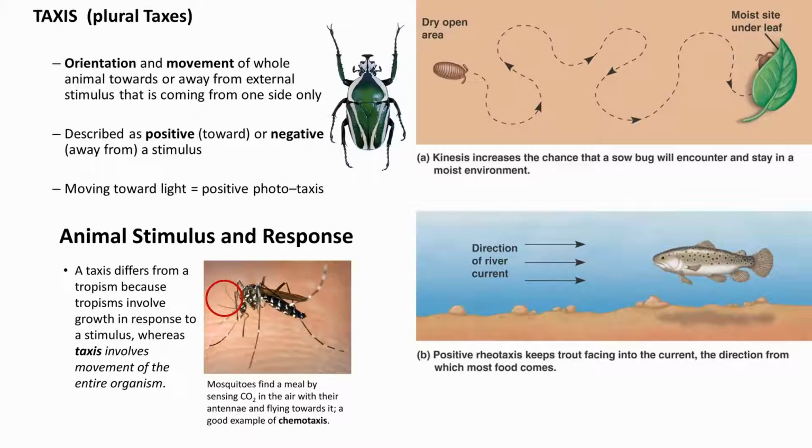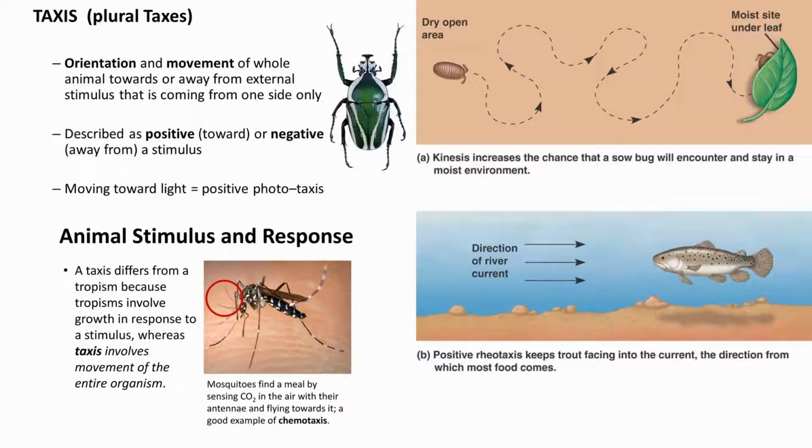Okay. Then there are directional movements in animals. You have taxis and kinesis. Kinesis is just random movement. So what you see in that diagram on the right is kinesis of a roly-poly. It's wandering around until it finds something that is useful, in this case, a moist area so that it can not lose water. On the other hand, taxis is usually towards or away from something.